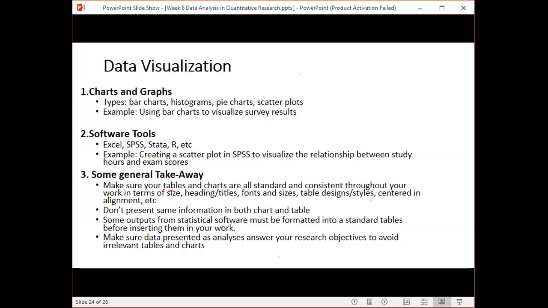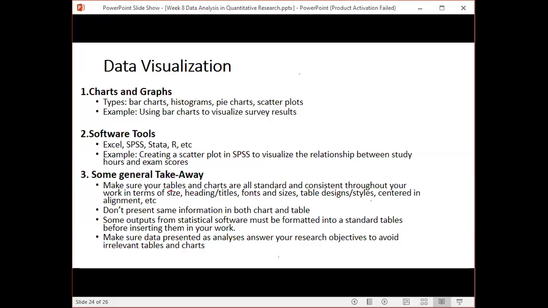Some of you will do an analysis, a table, and present the same information in a chart. It doesn't make sense. Either it's in a chart or it's in a table. Just choose one.